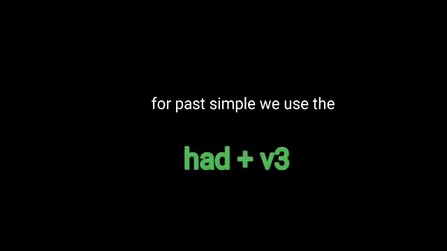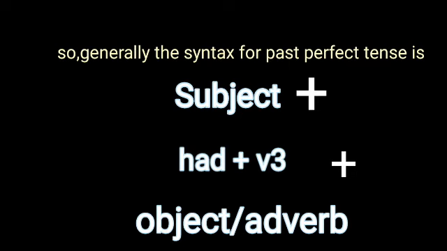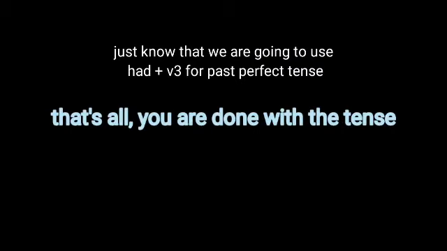So for the past perfect, we use had plus V3, and generally the syntax for past perfect is subject plus had plus V3 plus object or adverb. Are you getting tensed with this? Don't worry, here we got the simplest method. Just simply know that we're going to use had plus V3 for past perfect.